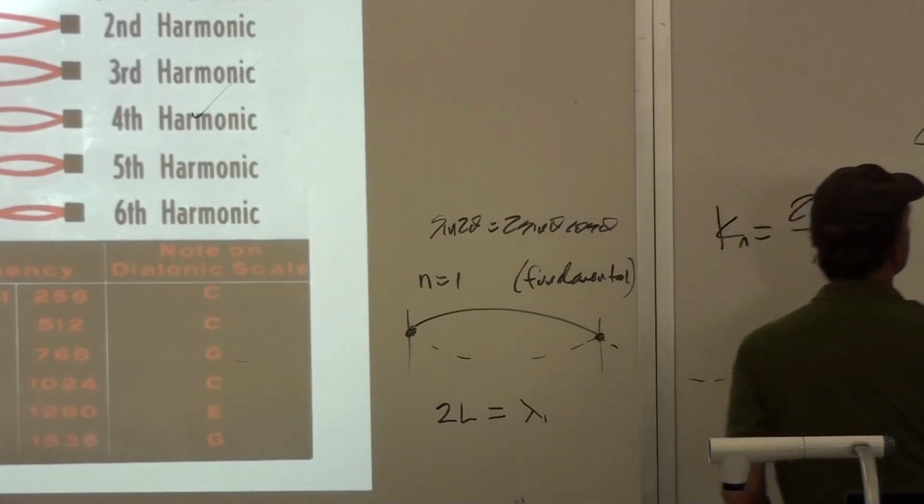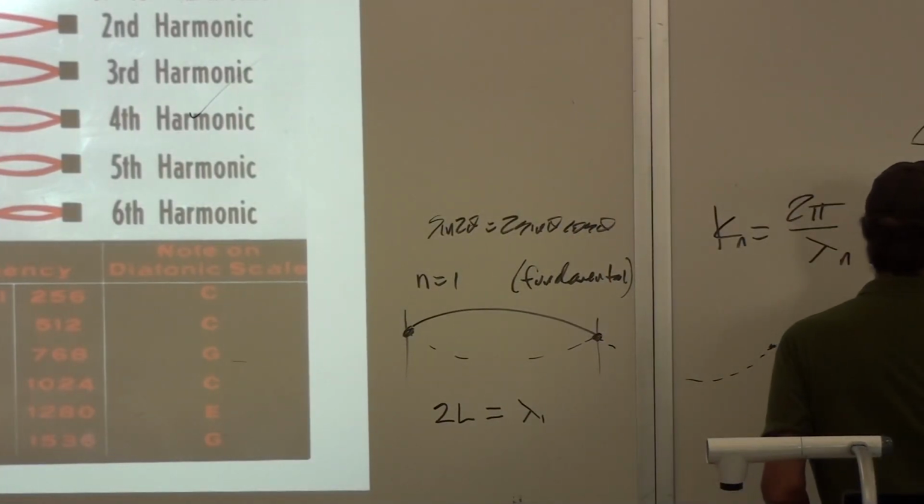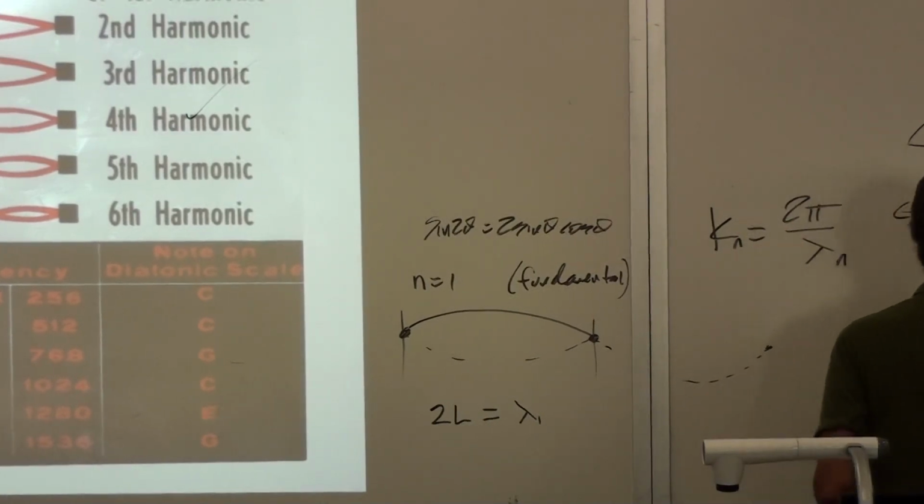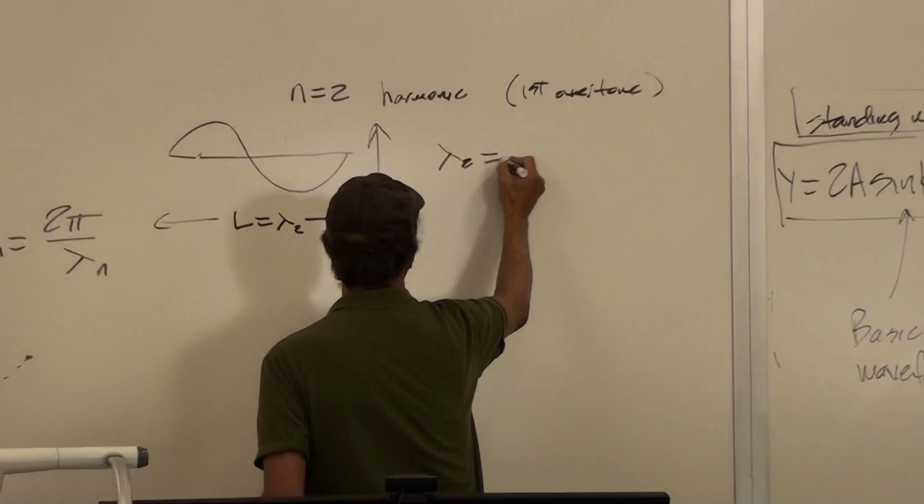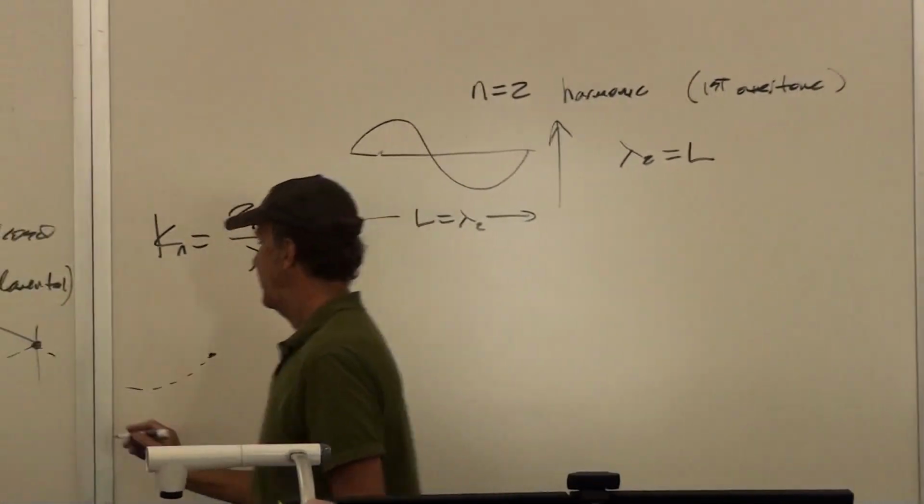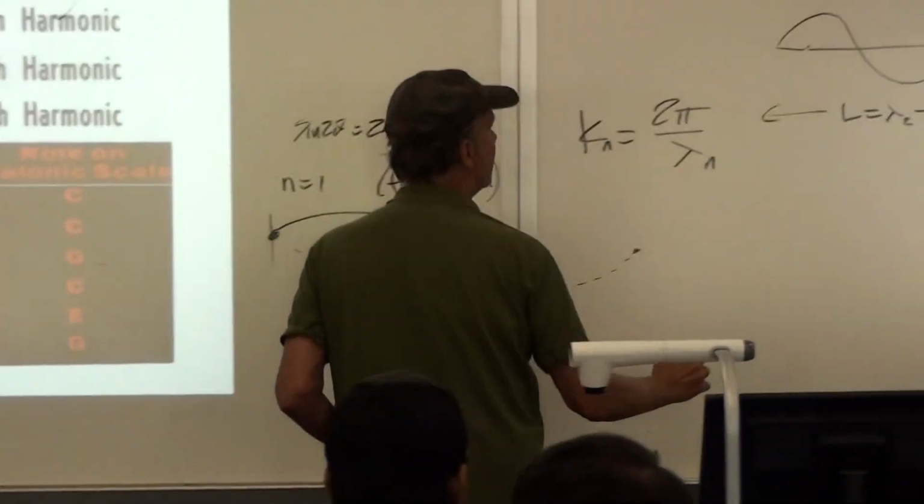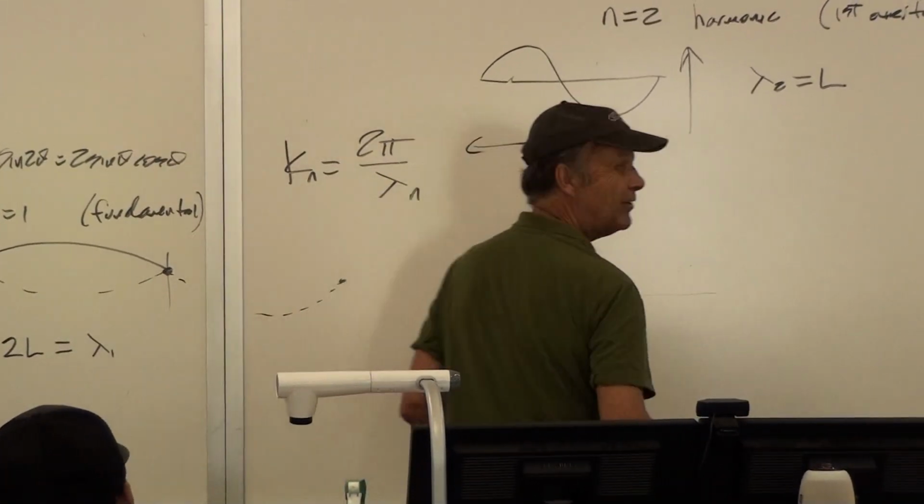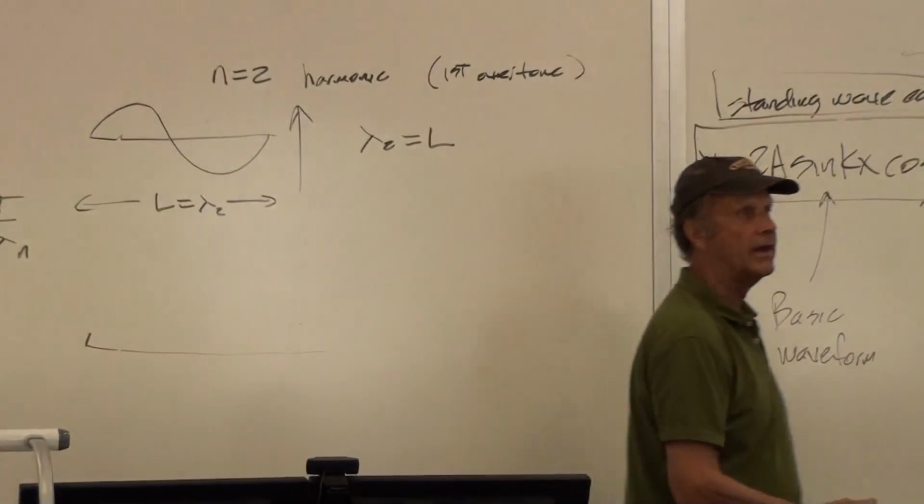Okay, so this is n equals 2, and so here L equals lambda. So lambda 2 equals L. Lambda 1 equals 2L. Maybe not enough to get a pattern yet. Now how do we start drawing the rest of these harmonics?